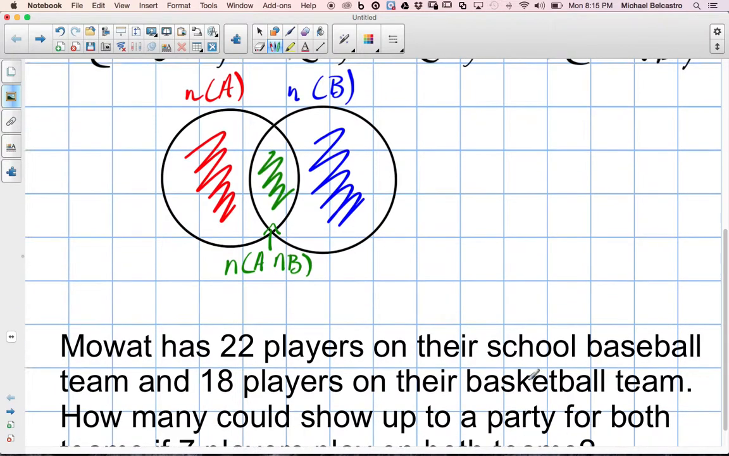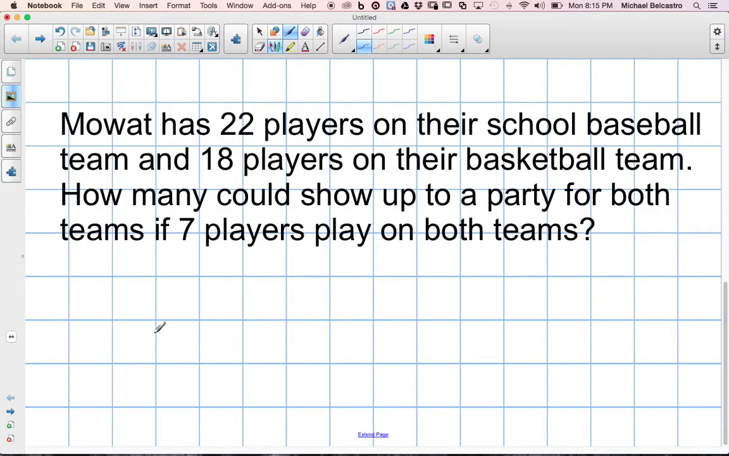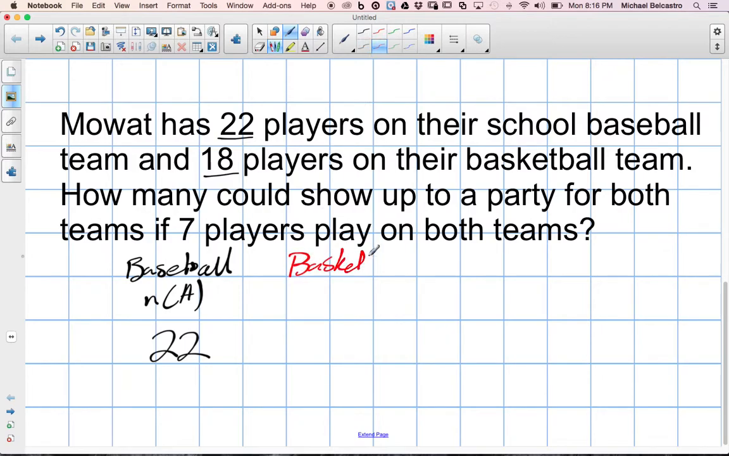So let's try to figure this out using our formula here. Our formula states we want to figure out how many players would show up for A or B. And the reason is A or B is because if we were to just simply add these two together, well, we have the baseball team. We'll call that set A, so the number in A, and there's 22 players on that team. And set B is the basketball team, and there's 18 of them.